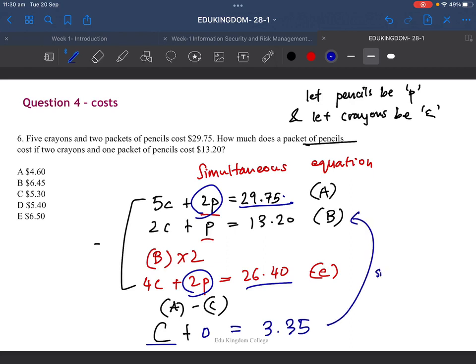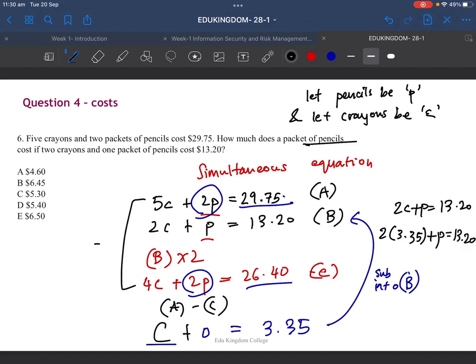Sub into B, and again I could have chosen A, but I chose B this time because it looks easier, because I only have to sub in 2C. So what is 2C? Let's work this out here. 2C plus P is 13.20. Then we know what C is. It's $3.35. 2 times $3.35 plus P is equal to $13.20.